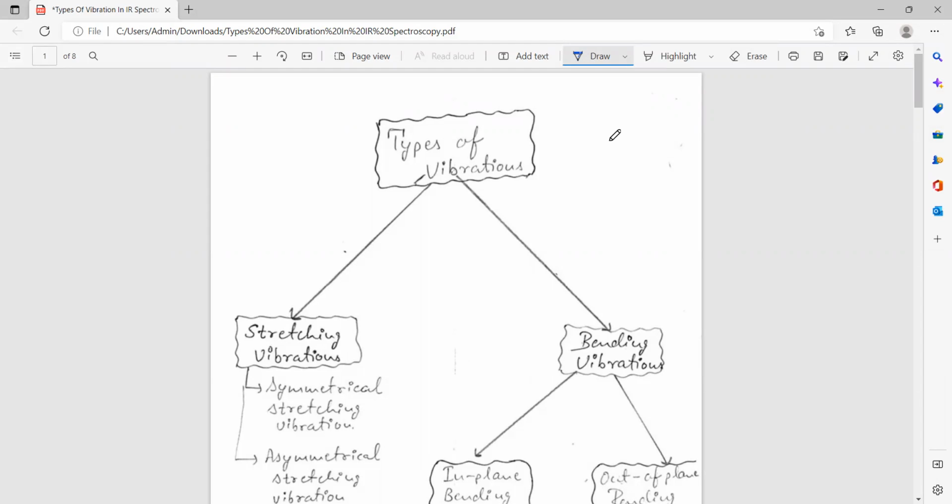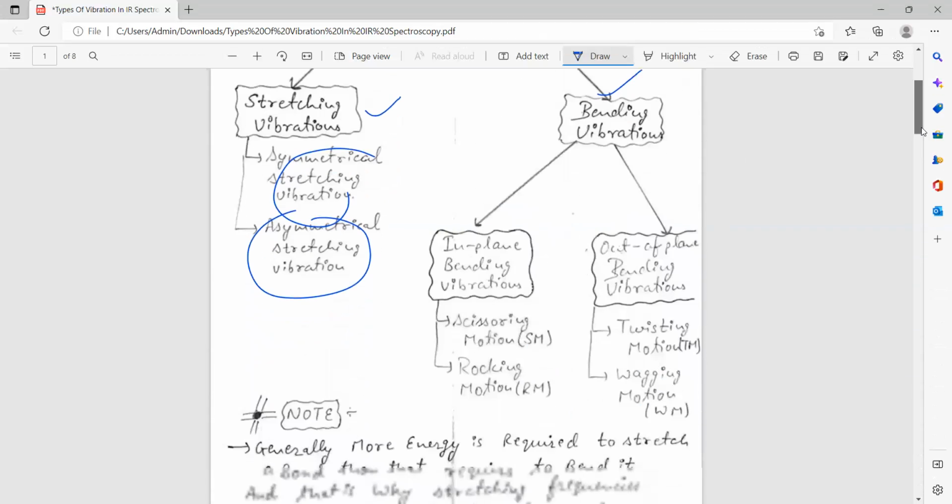So today we are discussing the types of modes of vibration in IR spectroscopy. Modes of vibrations are classified into two categories, stretching vibrations and bending vibrations. Stretching vibrations are further classified into symmetrical stretching vibrations and asymmetrical stretching vibrations. Bending vibrations are further classified into in-plane bending vibrations and out-of-plane bending vibrations.